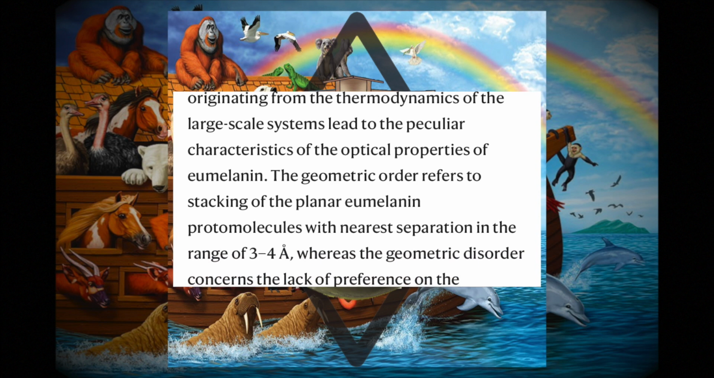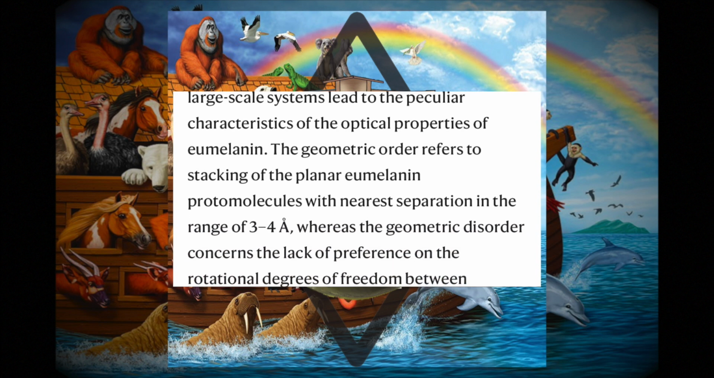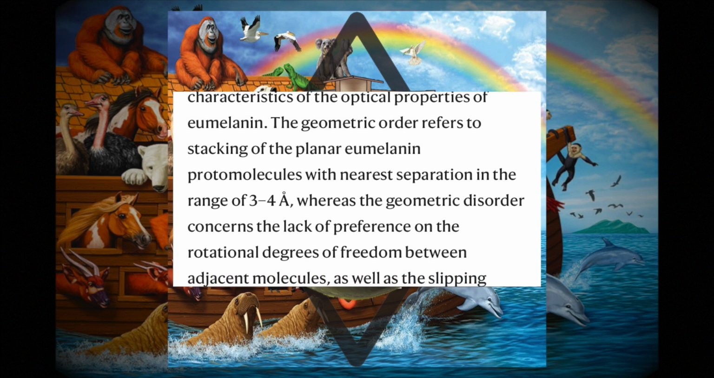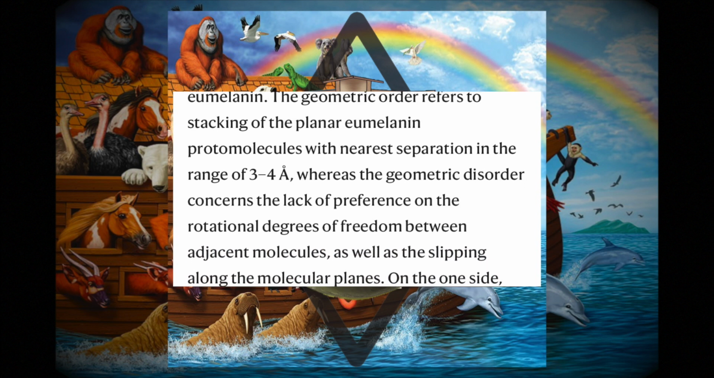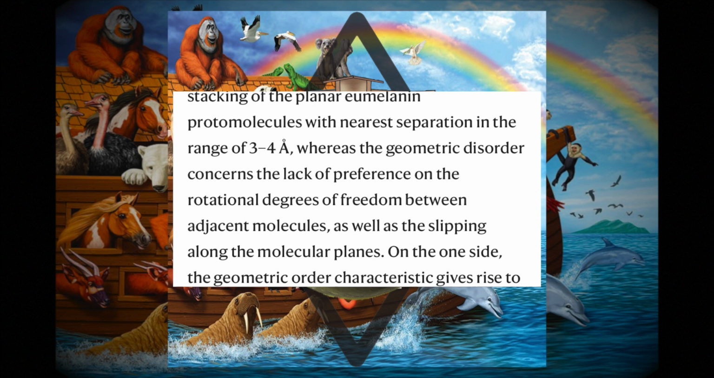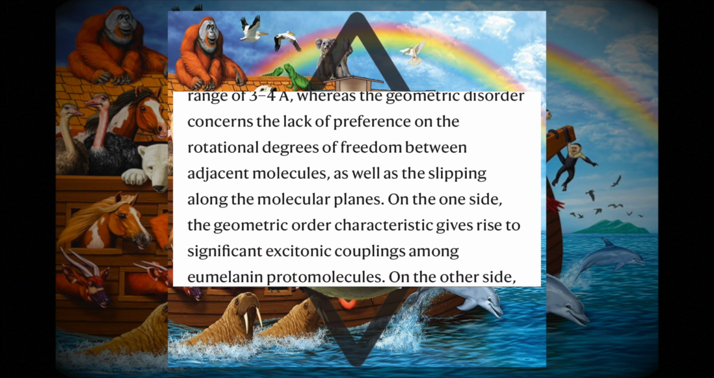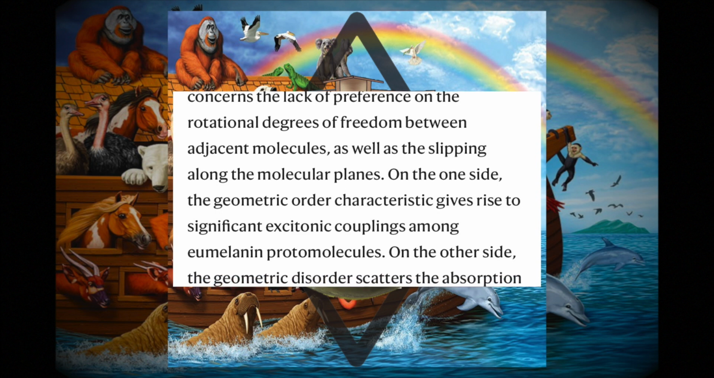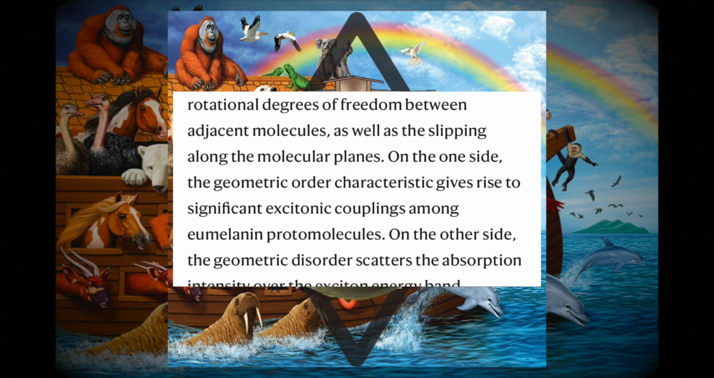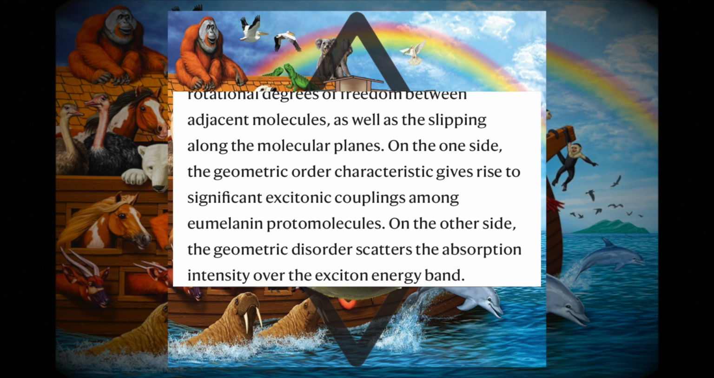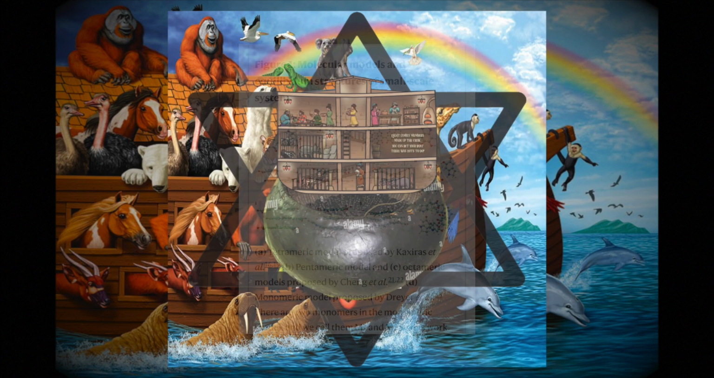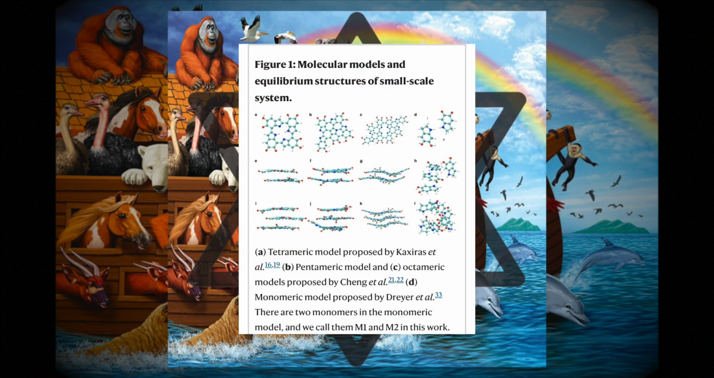The geometric order refers to stacking of the planar eumelanin protomolecules with nearest separation in the range of 3-4 Å, whereas the geometric disorder concerns the lack of preference on the rotational degrees of freedom between adjacent molecules, as well as the slipping along the molecular planes. On the one side, the geometric order characteristic gives rise to significant excitonic couplings among eumelanin protomolecules. On the other side, the geometric disorder scatters the absorption intensity over the exciton energy band. Figure 1. Molecular models and equilibrium structures of small-scale system.